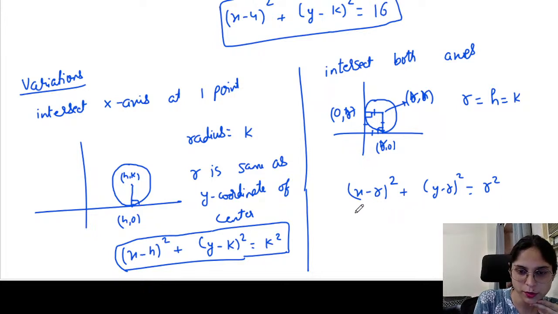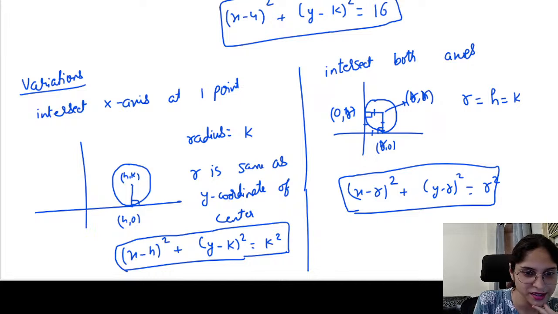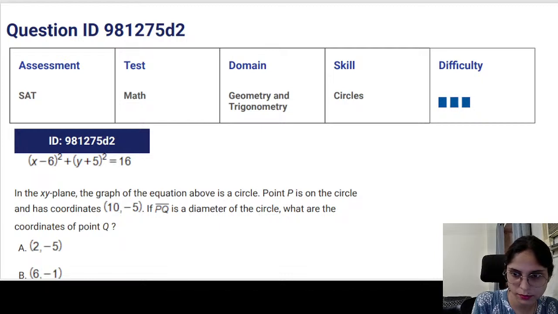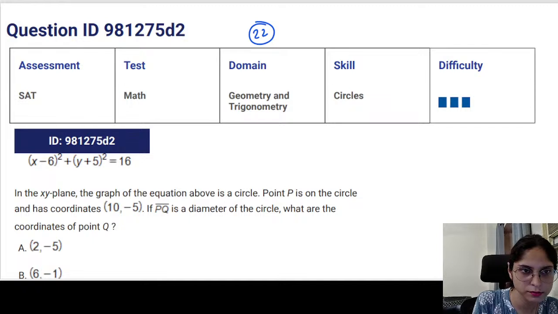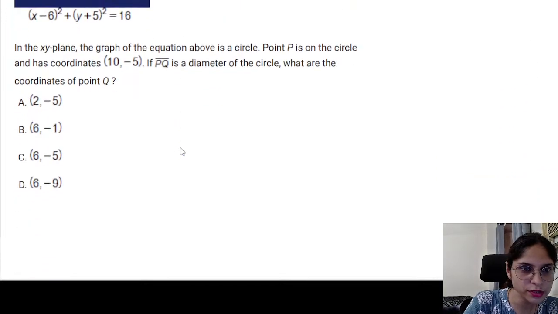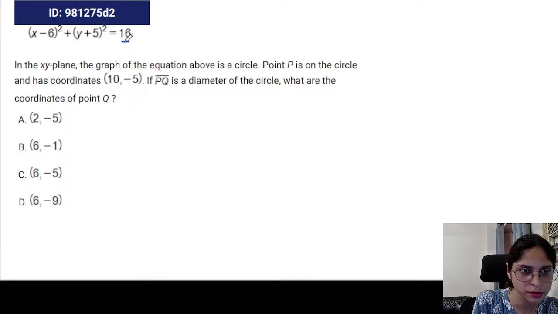Yeah, I hope this concept was clear. Next question is question number 22. So here also the equation is given, so this is your r squared. The graph of the equation above is a circle. Point P is on the circle and has coordinate 10, -5. If PQ is the diameter of the circle, what are the coordinates of point Q?